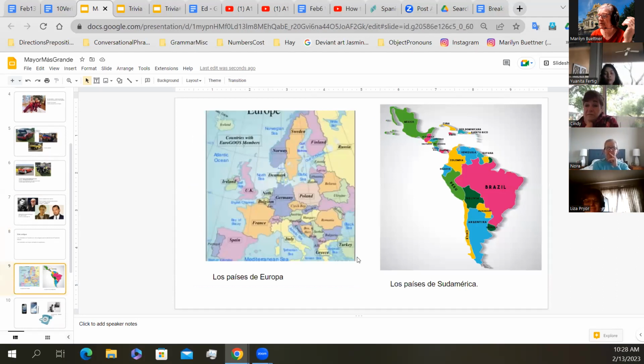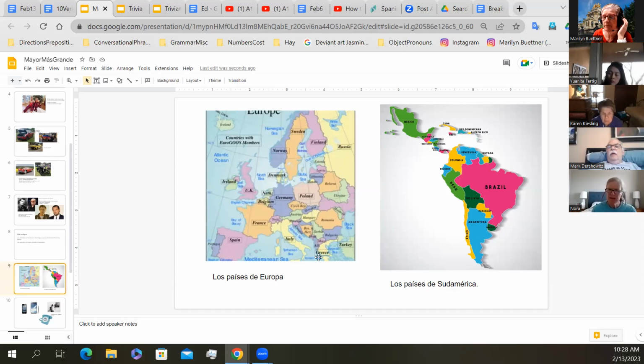How about any comparisons here? Comparing one country to another country, either way. Any examples with mayor or más grande? And we're not talking about human beings here. We're talking about countries, actual physical land masses. Brasil es más grande que todos los países de Europa. Ok. Sí. Excelente. Me gusta mucho, sí.